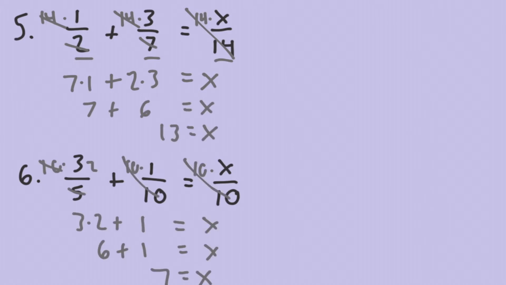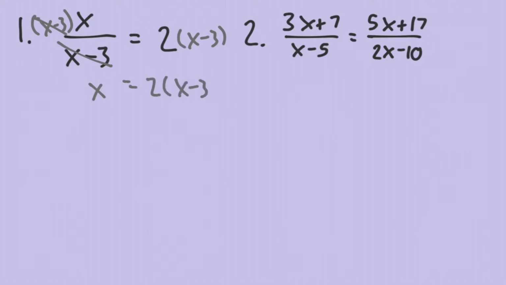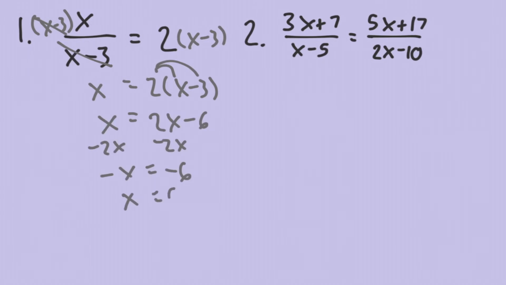Now we're going to start looking at rational functions. We want to get rid of the denominator, so we can multiply both sides by x minus 3. Now we have x equals 2 times x minus 3, and we can continue to solve for x. So that's 2x minus 6, and x equals 6. Then because we had x's in the denominator, we need to double check that we don't get a 0 in the denominator. 6 minus 3 doesn't give us 0, so this is our final answer.